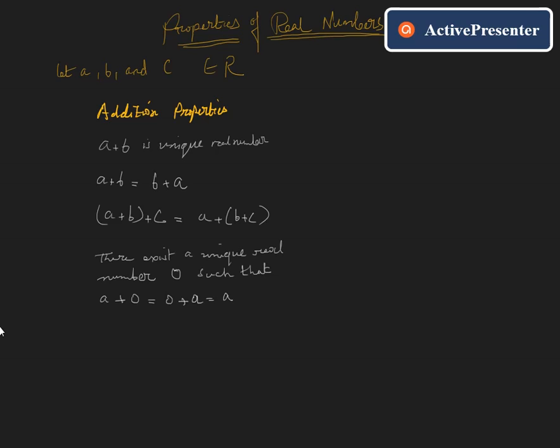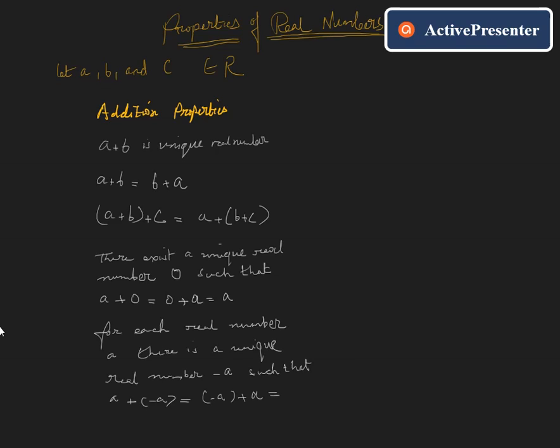The fifth property: for each real number A, there is a unique real number minus A, such that A plus minus A equals minus A plus A equals 0.